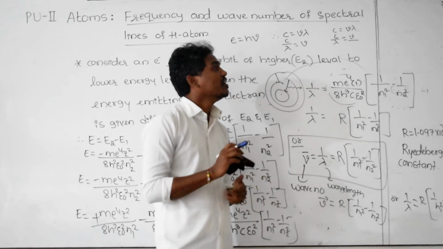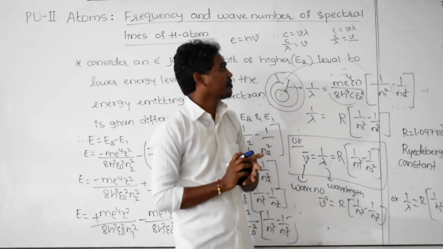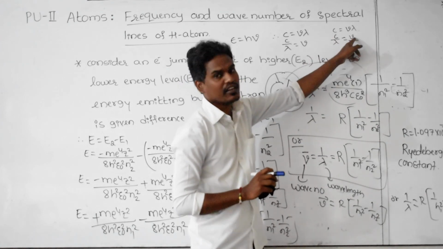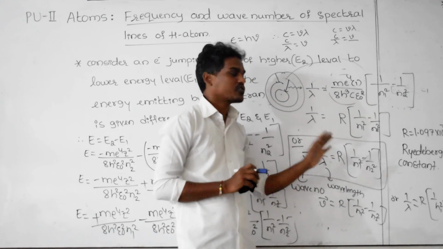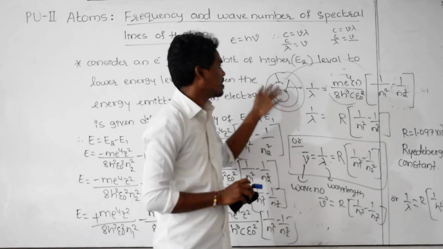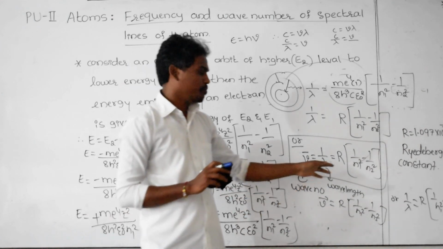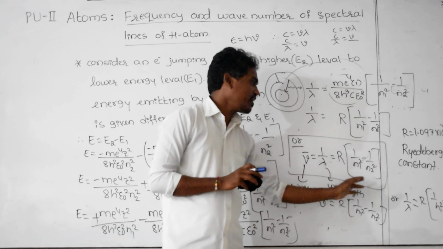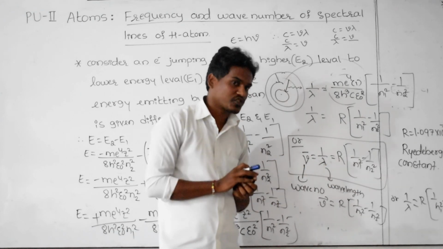And how to find out the frequency by using this formula? If you want to find out the frequency, first you have to find out the lambda value. After that, C by lambda, you are getting the frequency. This is frequency, this is wave number, just remember. And this derivation is important for 3 marks, as well as based on this formula there is a numerical for 5 marks. Just remember this formula, and also remember the value of Rydberg constant.